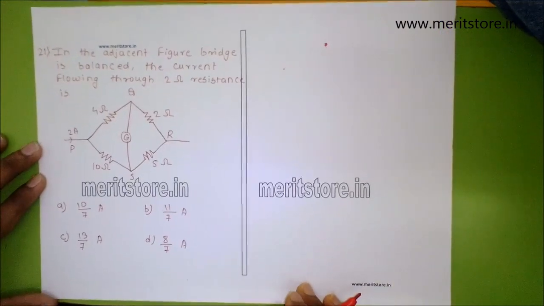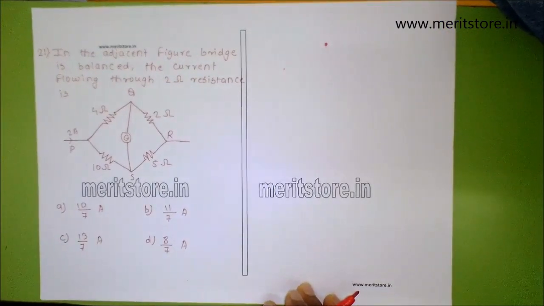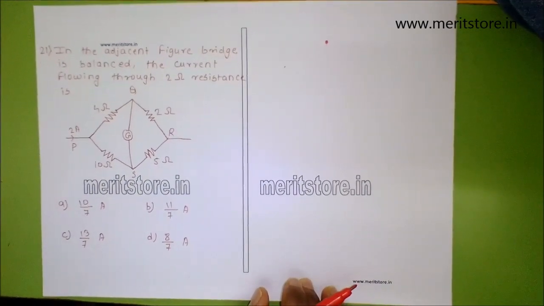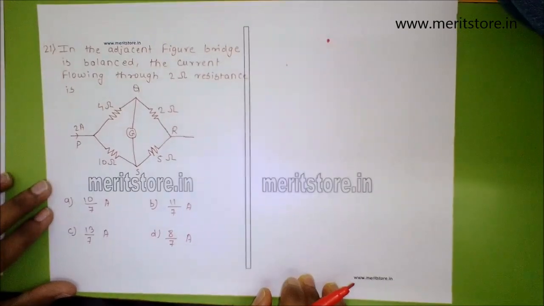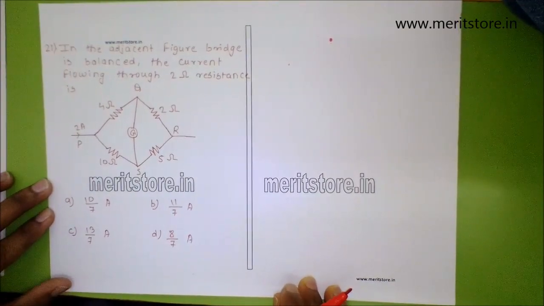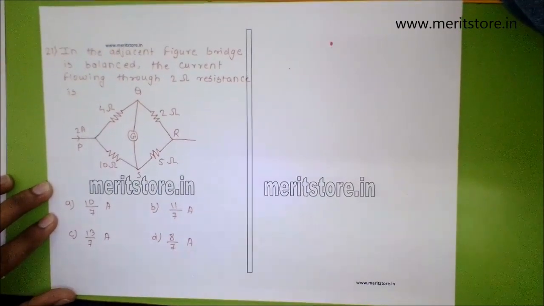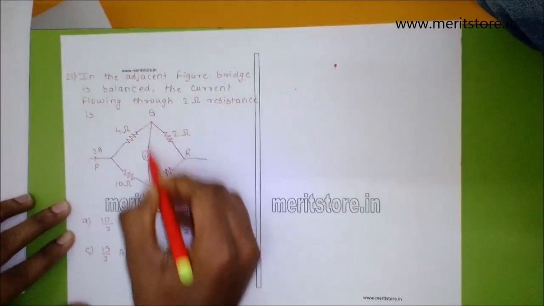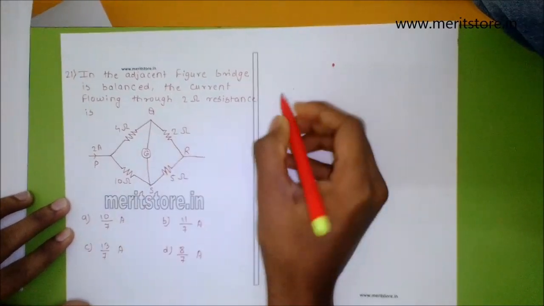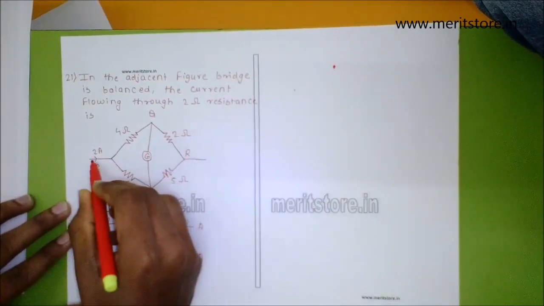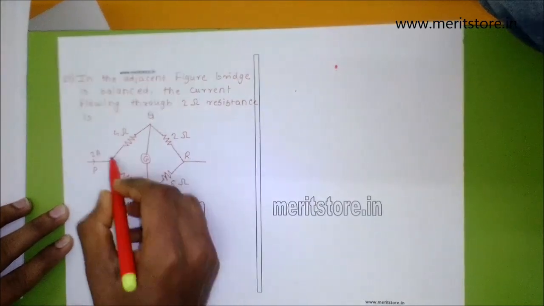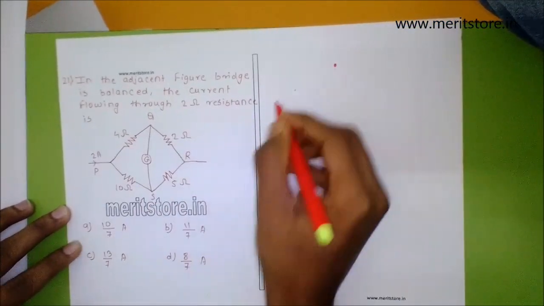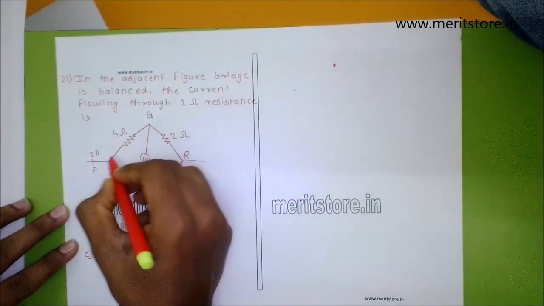In the adjacent figure, the bridge is balanced. The current flowing through the 2 ohm resistance is given as, we have 4 options: 10 by 7 amperes, 11 by 7 amperes, 13 by 7 amperes and 8 by 7 amperes. Since the question states that the bridge is balanced, no current is flowing through the arm QS, through the galvanometer. Hence, the current of 2 amperes is split into 2 parts, one through arm PQR and the other through arm PSR.